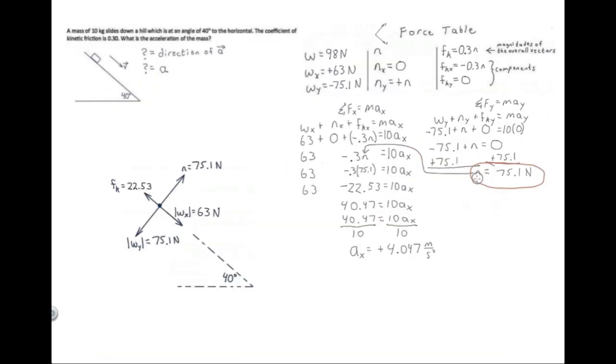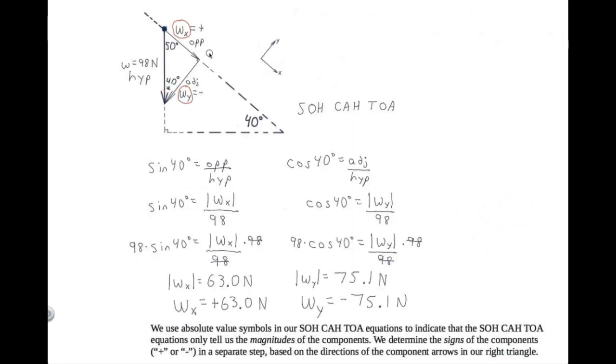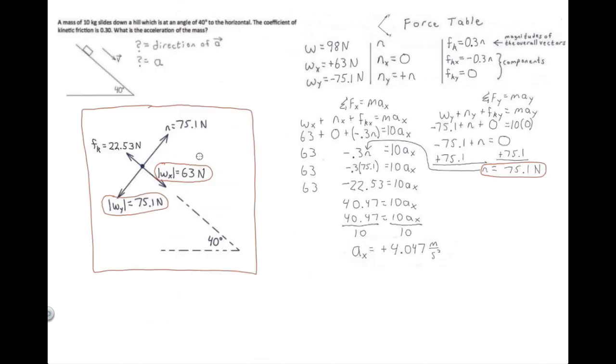Little n, written without an arrow on top, stands for the magnitude of the normal force. Magnitudes can never be negative, so it does make sense that this result came out to be positive. Does the number 75.1 make sense? In this version of the free body diagram, I've represented the weight force by its components, W sub x and W sub y. Earlier, we figured out that W sub x points down the hill, and W sub y points into the hill. So in this version of the free body diagram, I've drawn W sub x pointing down the hill, and W sub y pointing into the hill.